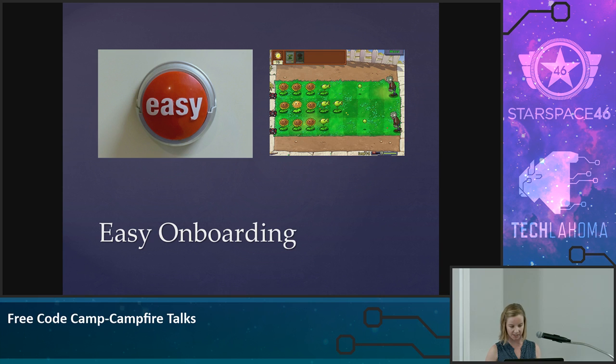Easy onboarding, this is really important. So what you don't want is for people to right away have to register on this complicated form. You want people to get started. You want it to be easy. Plants vs. Zombies is a really good example of this. You start out with just 2 plants that you can plant, and there's not very many zombies that come along. It's very easy. You kind of get to figure out how the game works.